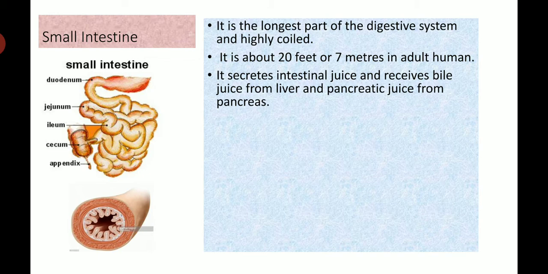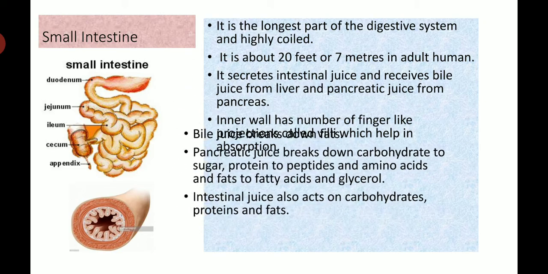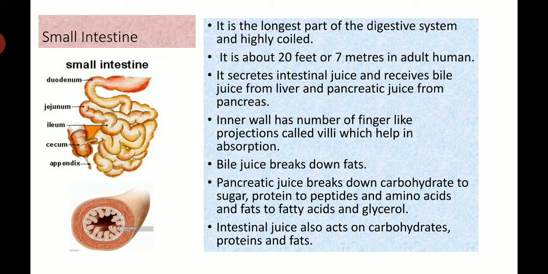It secretes intestinal juice and receives the bile juice from the liver and the pancreatic juice from the pancreas. The inner wall has a number of finger-like projections called the villi, which help in the absorption of the food. The bile juice breaks down the fats. The pancreatic juice breaks down the carbohydrates to sugar, proteins to peptides and amino acids, and fats to fatty acids and glycerol. Intestinal juice also acts on the carbohydrates, proteins, and fats.